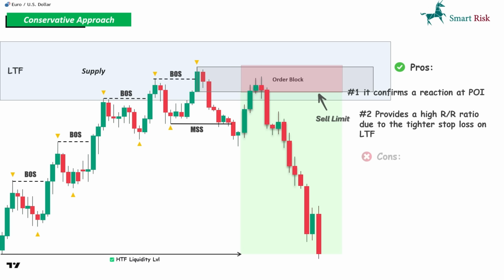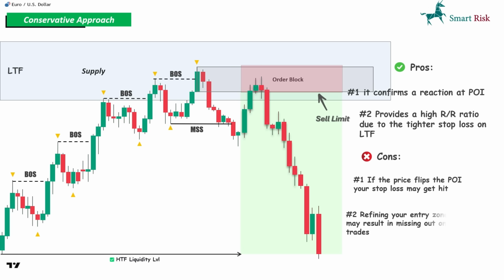However, there are also some drawbacks. If price flips the identified point of interest and continues moving upward, your lower time frame stop loss may get hit. There's also the possibility of a continuation flip pattern forming on the higher time frame, or price needing to sweep more buy-side liquidity, which can trap you in the market. Another downside is that refining your entry too much increases the chance of missing valid trades.